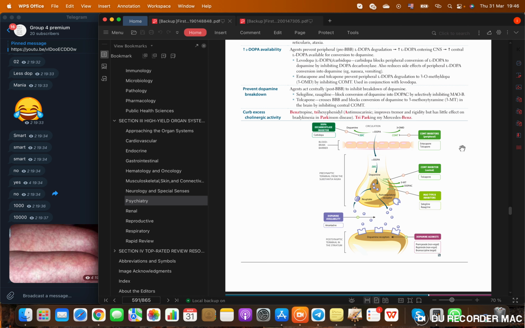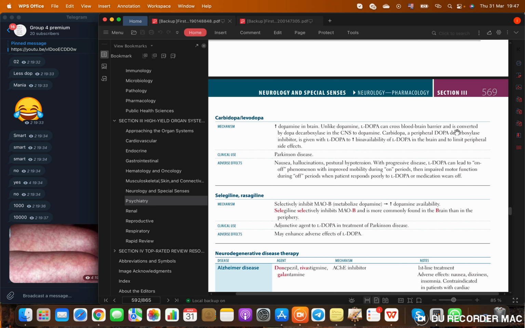Next thing is the carbidopa-levodopa combination. We just spoke about it. The carbidopa inhibits the DDC, meaning it increases the bioavailability of the dopamine in the brain. Unlike dopamine, L-DOPA can cross the blood-brain barrier and is converted by DOPA decarboxylase in the CNS to dopamine.